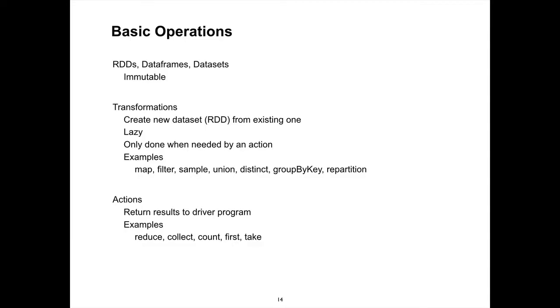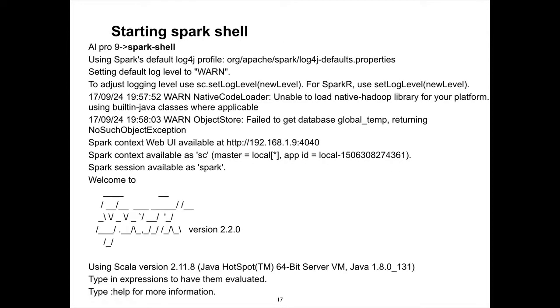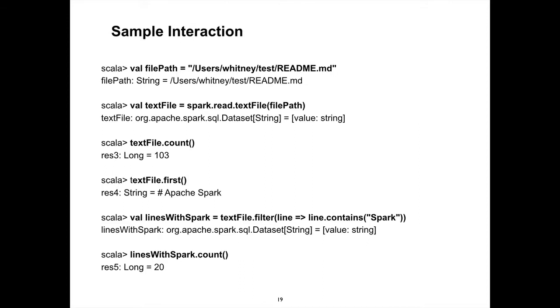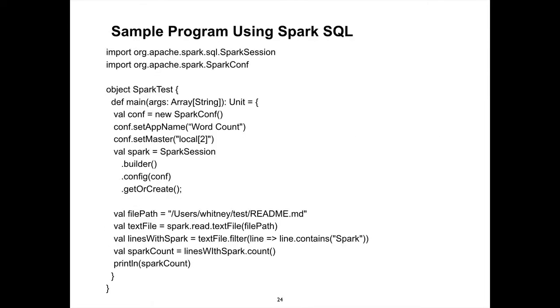So like I said, there's RDDs, DataFrames, datasets, they're immutable, and there's transformations and actions. And actually, when you go to the RDD class, they'll show you, here's the list. Here's transformations, and here's actions. Same thing with DataFrames and datasets. We talked about doing the shell, some examples, and talked about using the IDE, sample programs.